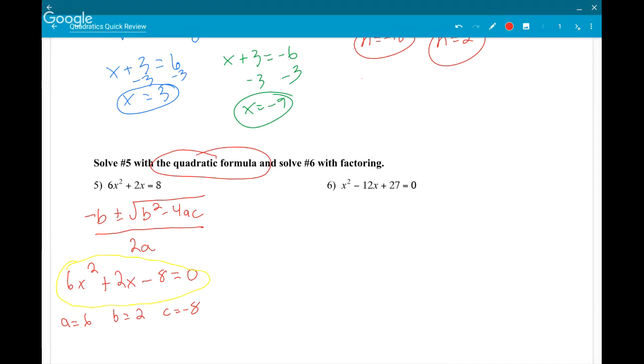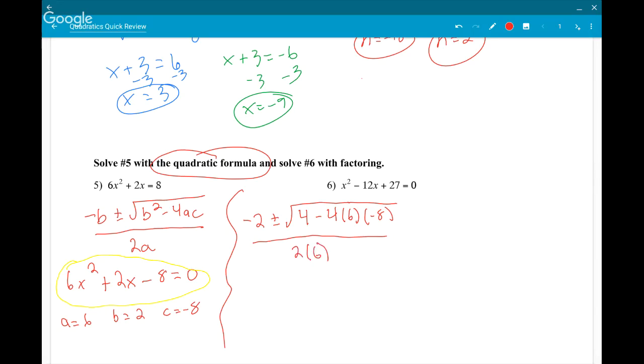All I'm doing at this point is really plugging them into the formula. I've got a negative b in my formula, so I'm going to make that a negative 2. I've got a b squared, that's 2 squared, so I'm going to make that a 4, minus 4 times a times c. I'm literally just plugging the numbers in, folks. Everywhere I see a b, I replace it with a 2. Everywhere I see an a, I replace it with a 6. Everywhere I see a c, I replace it with a -8.